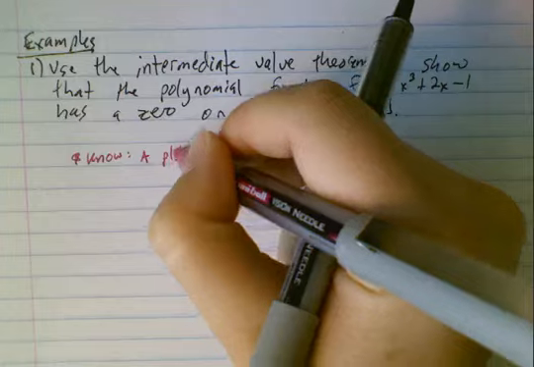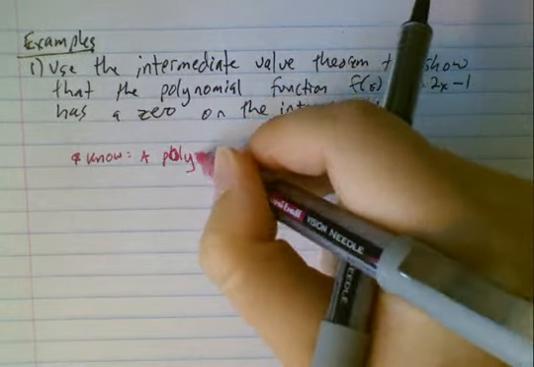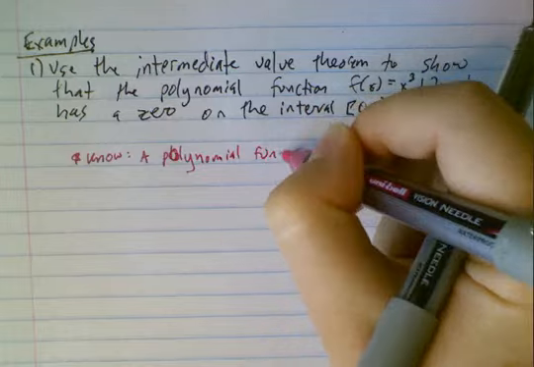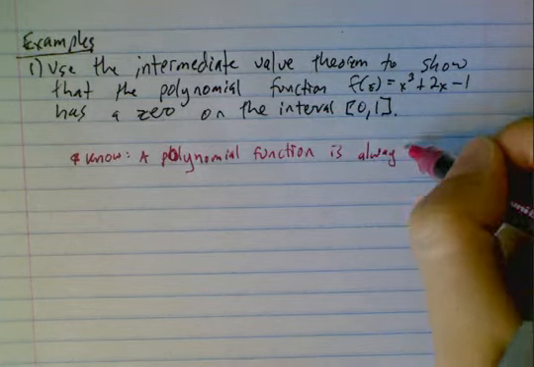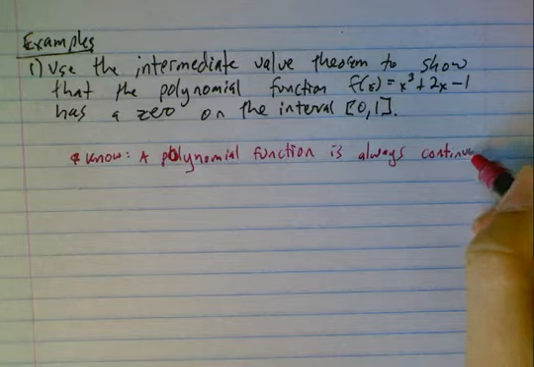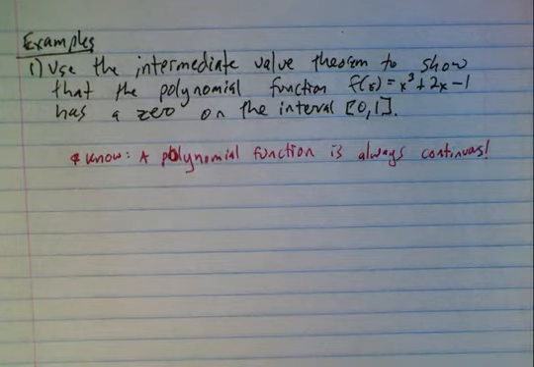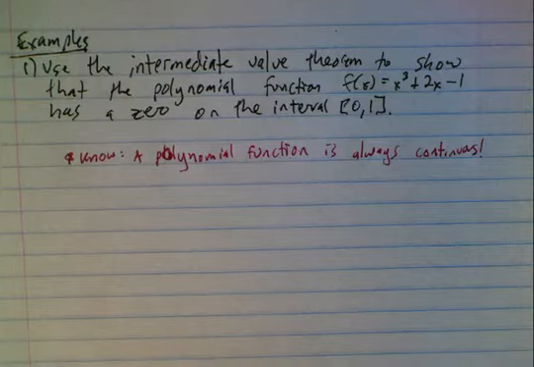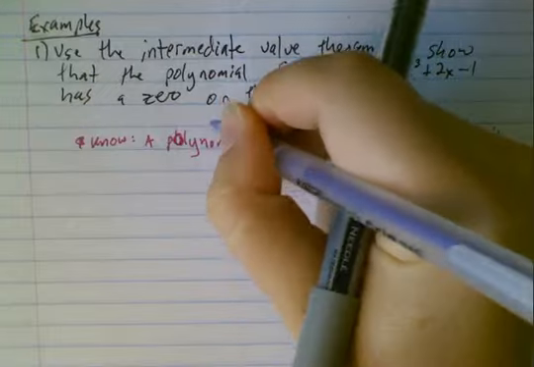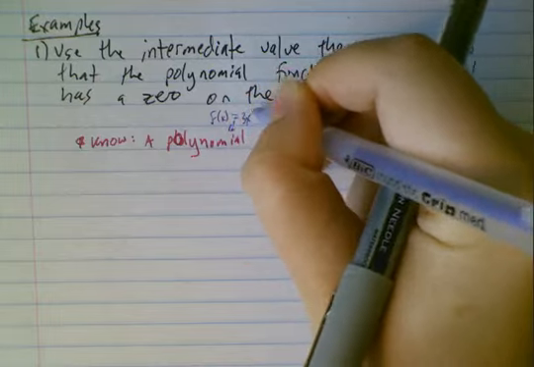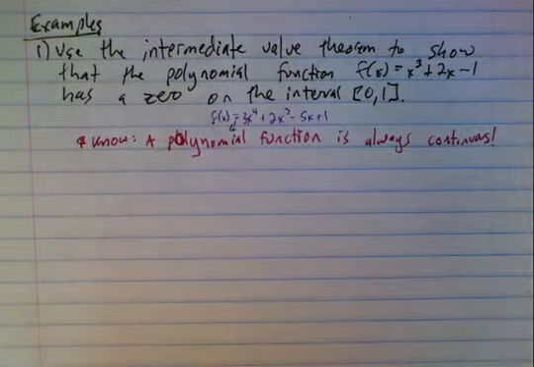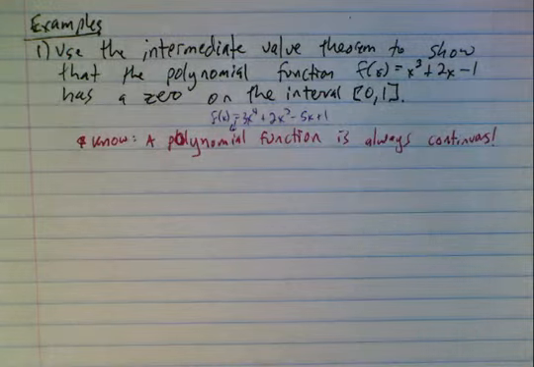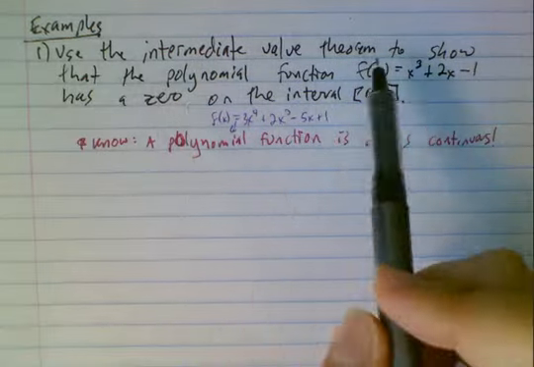a polynomial function by definition is continuous. A polynomial function is really just something like this: f of x equals 3x to the fourth plus 2x squared minus 5x plus 1, or something like that. It's just a polynomial, basically. So we're using the intermediate value theorem to show that there's a zero.